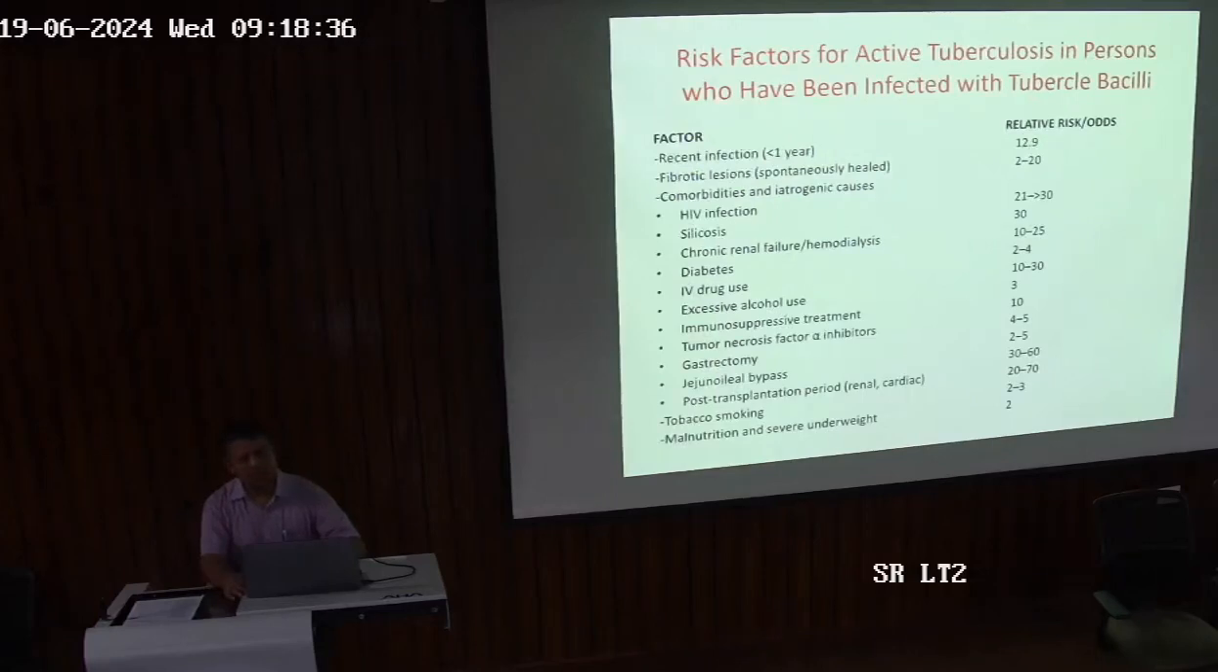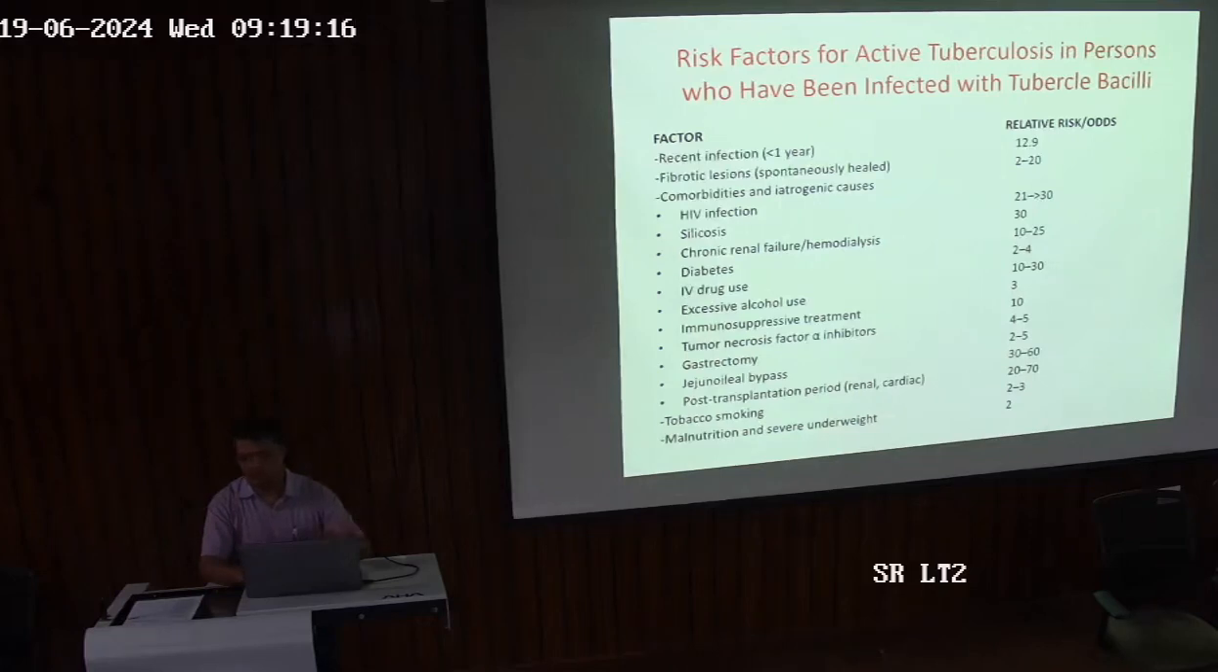So these are the risk factors for active tuberculosis in a person who has been infected with tuberculosis. So the pathogenesis is like that: when a person is infected by the bacteria, it goes into the body and stays dormant. It is not producing any disease in the initial phases, but there are many factors which may aggravate the disease or reactivate the bacteria. So the list is long: recent infections, fibrotic lesions, comorbidities like HIV infection, silicosis. So HIV is a very important cause because it causes reactivation of tuberculosis.